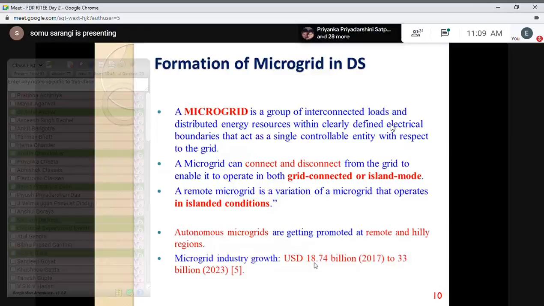Considering the autonomous grids we have, which are mainly present in remote or hilly regions, we now have a prediction that this type of grid will also be available in our distribution system, where the penetration level will be comparatively more than 50%.